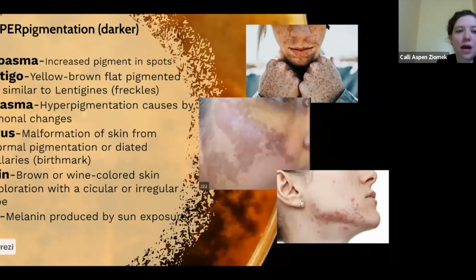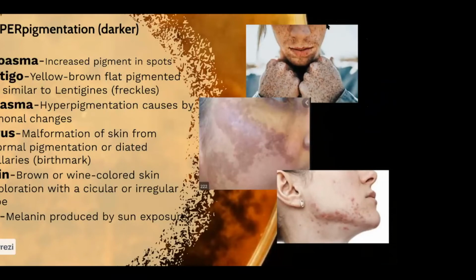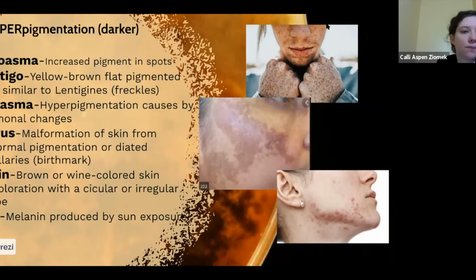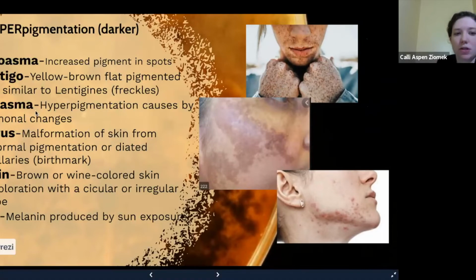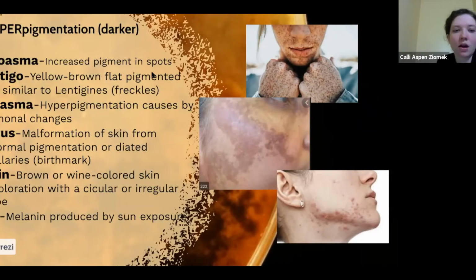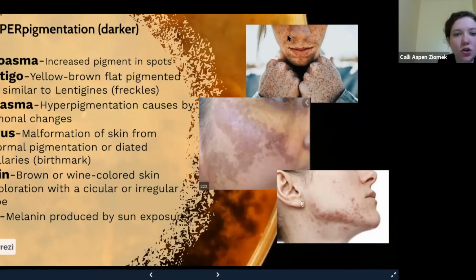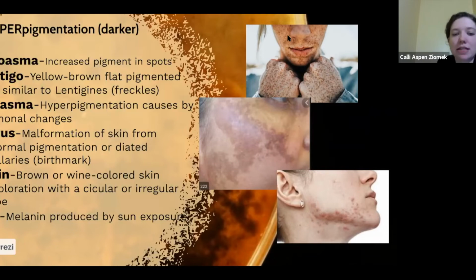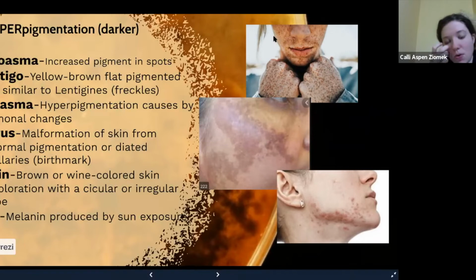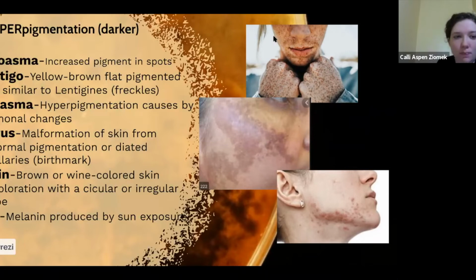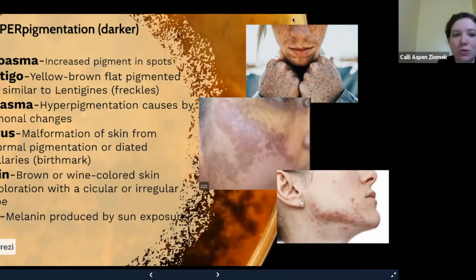So with your hyperpigmentation, this is when you get darker because you have an excessive amount of pigmentation. So you have chloasma, which is increased pigment in certain spots, which is kind of what this top picture looks like. You have lentigo, which is yellow or brown flat pigmented areas, which look very similar to lentigines, which is actually a freckle. So this top picture that you see is actually lentigo. But chloasma would just be if you had this in one area. So if he only had it on a spot on his hand, it would probably be closer to chloasma.